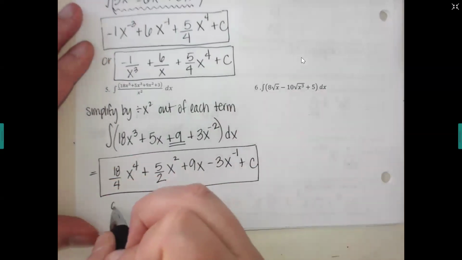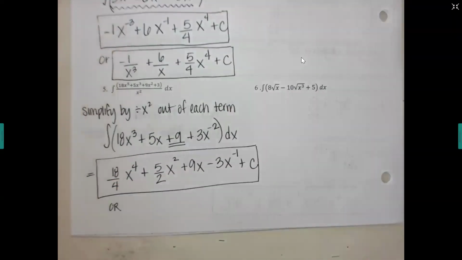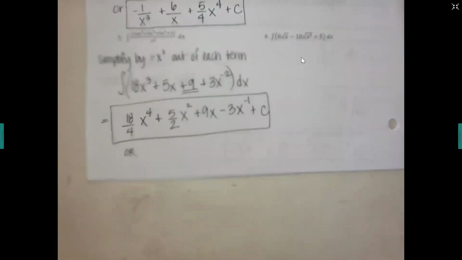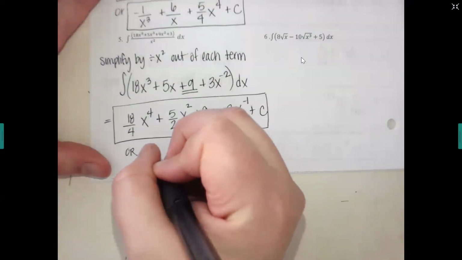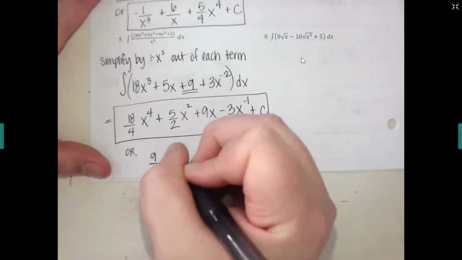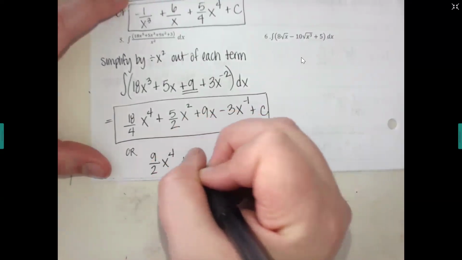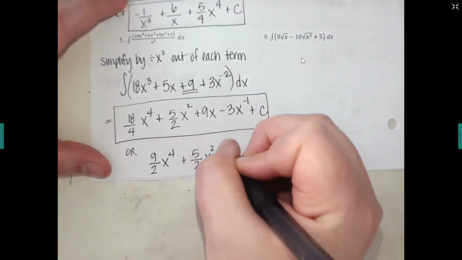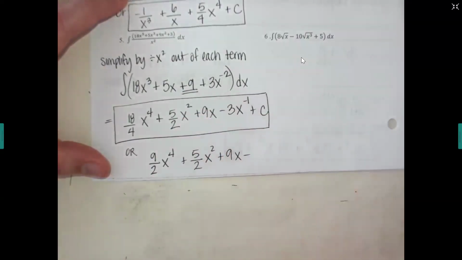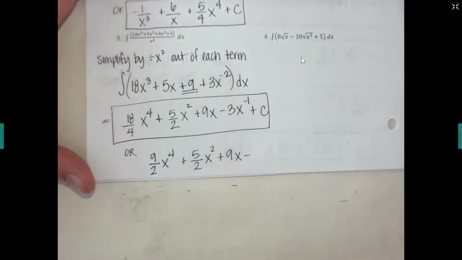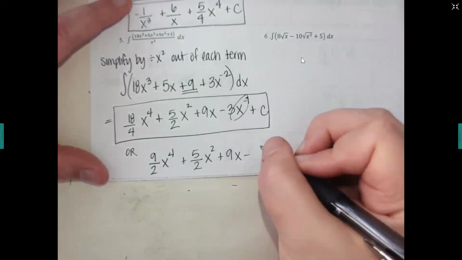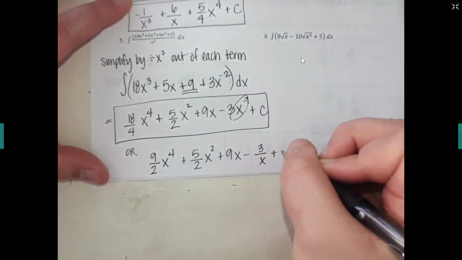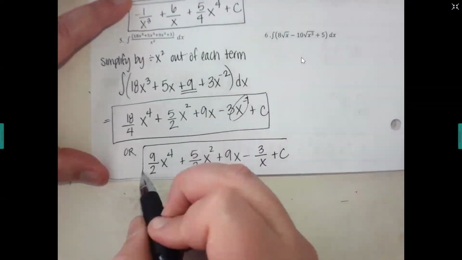Okay, now for Delta Math, that would almost be good enough, but it would not let you leave the 18 over 4. So 18 over 4 can both divide by what? 2. So it'd go to 9 halves x to the 4, 5 halves x squared, 9x. And then when I get to the x to the negative 1, I'll just push that back down. So it'll be minus 3 over x plus c.